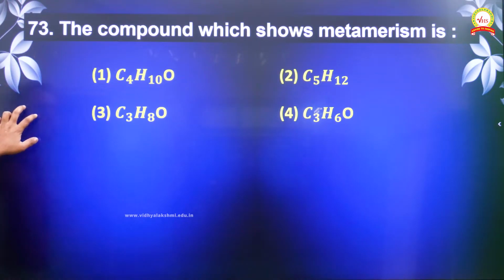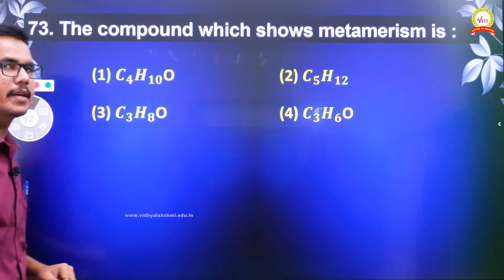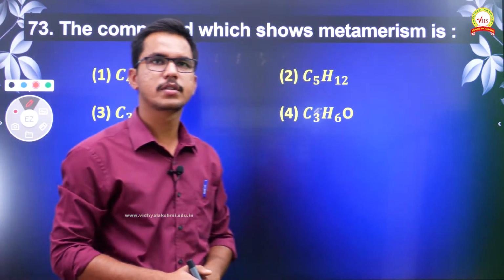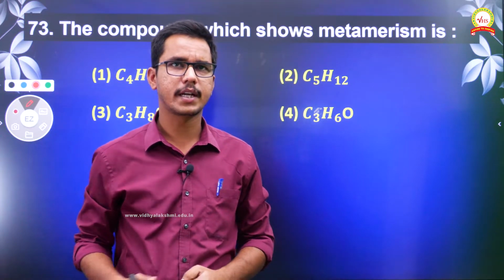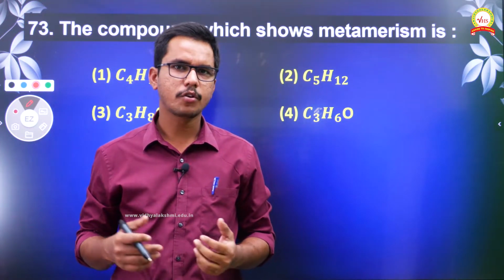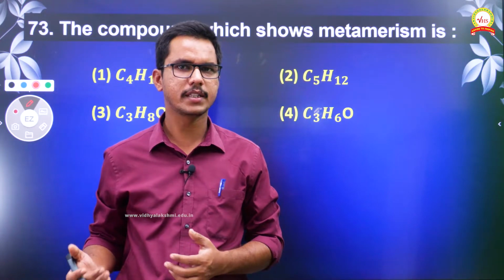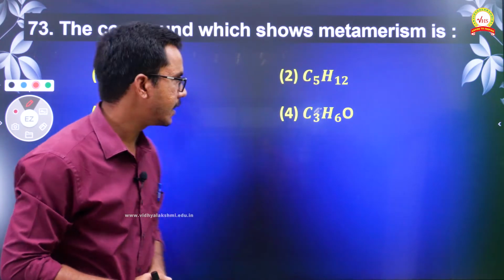Okay, next let us see this one. The compound which shows metamerism is... metamerism is nothing but what? They are isomers, right? But the arrangements of the alkyl groups around the functional group differ from one another, with the same molecular formula, okay?